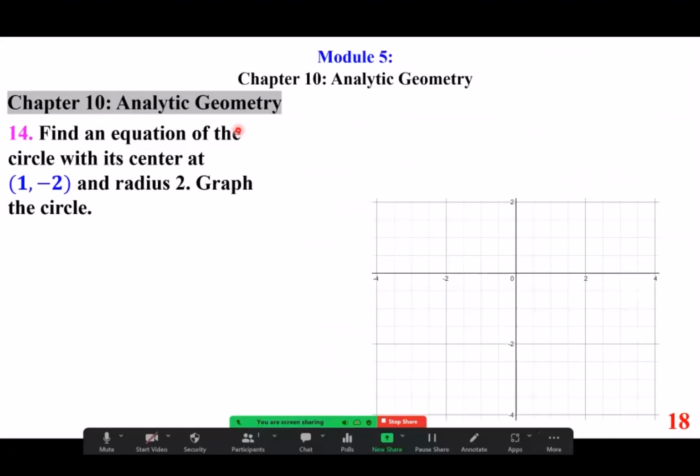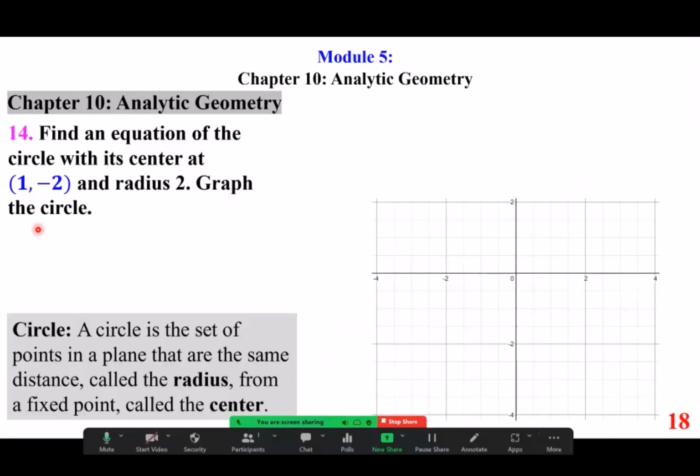Find an equation of a circle with the center at 1, -2 and radius 2. Also graph the circle. So first and foremost, what is a circle? A circle is the set of points in a plane that are the same distance, called the radius, from a fixed point called the center.